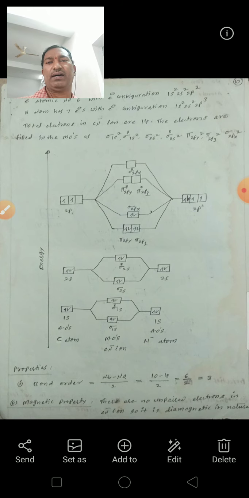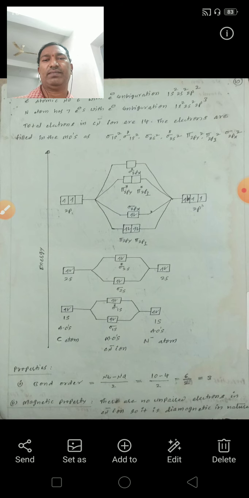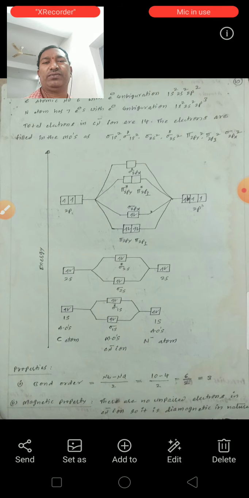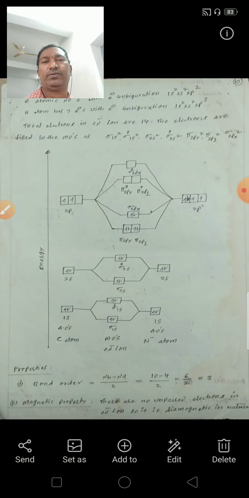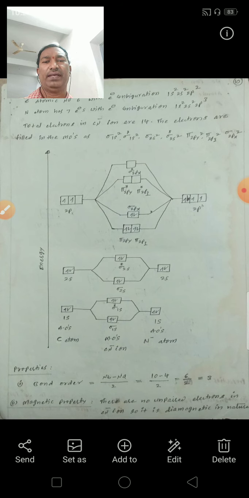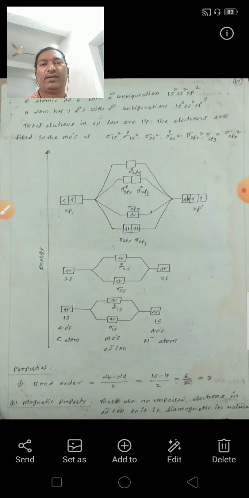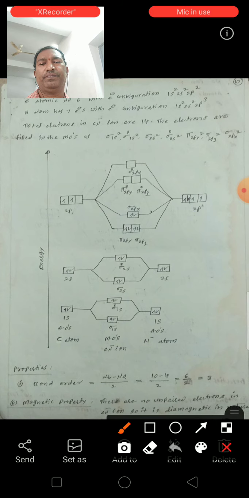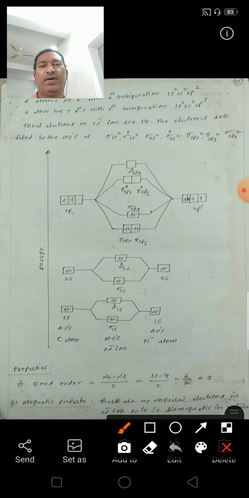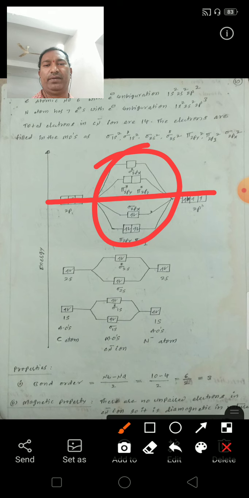The electrons are filled in the molecular orbitals as here: sigma 1s2, sigma star 1s2, sigma 2s2, sigma star 2s2, pi 2py2, pi 2pz2, and sigma 2px2. These 14 electrons are filled in. So this molecule follows the unsymmetrical molecular orbital. This is the unsymmetrical molecular orbital.